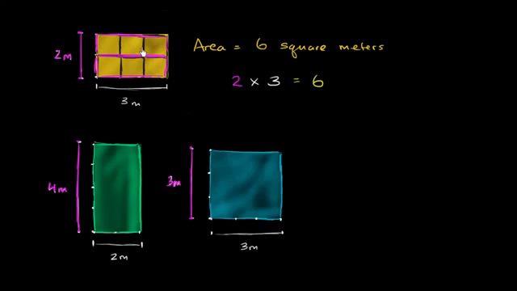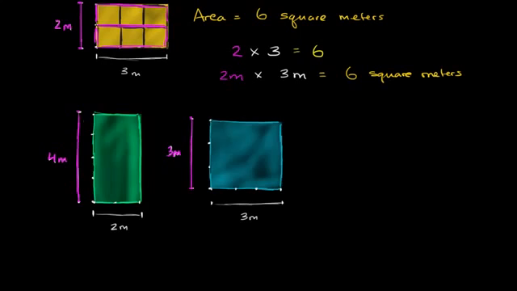So you could say that 2 meters multiplied by 3 meters is equal to 6 square meters. Now you might say, hey, I'm not sure if that always applies. Let's see if it applies to these other rectangles right over here. So based on what we just saw, let's take the length, 4 meters, and multiply by the width, 2 meters.